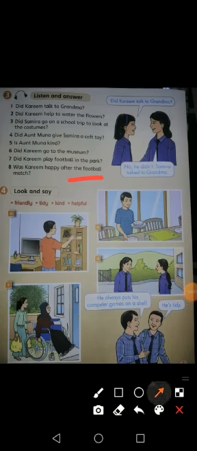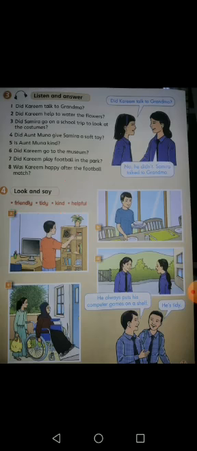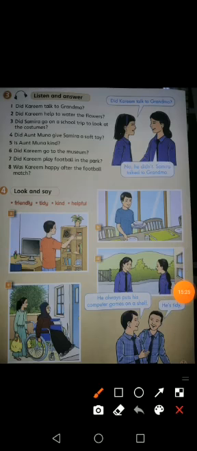4. Look and say: friendly, tidy, kind, helpful. Okay? Friendly, tidy, kind, and helpful. Okay? Look at the first picture, number A. He is what? He is friendly, he is tidy, he is kind, or he is helpful. He is tidy. He cleans the room.